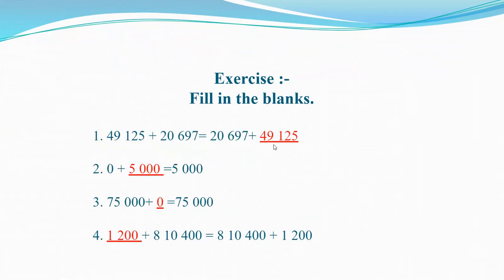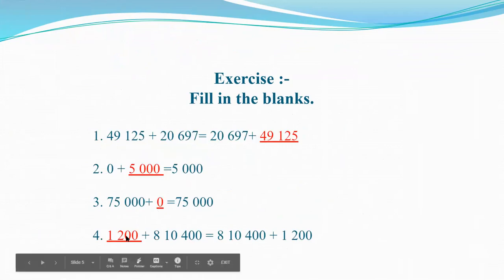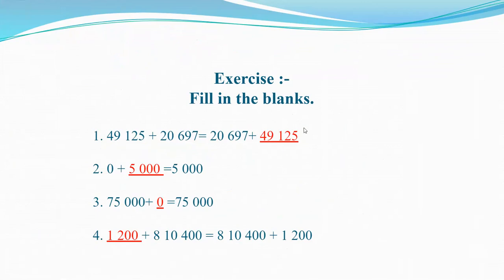Look here, the red ones are the blanks I have shown. After finding the numbers, I have filled these blanks. First one, 49,125 plus 20,697 equals 20,697 plus dash. Here is the fill in the blank. Now we will see which number will come here.